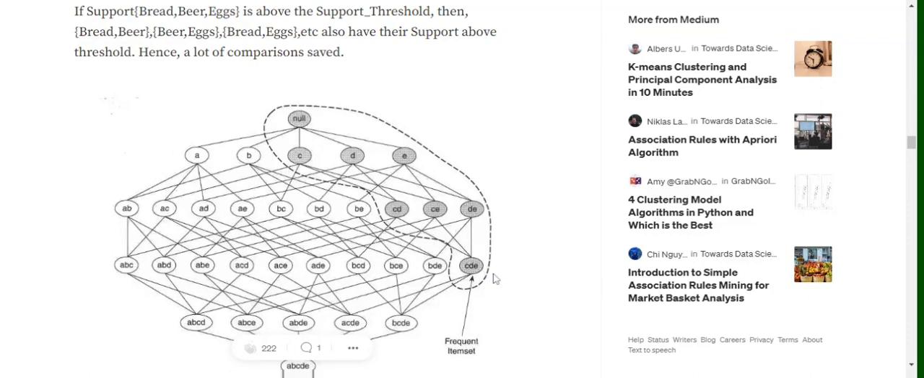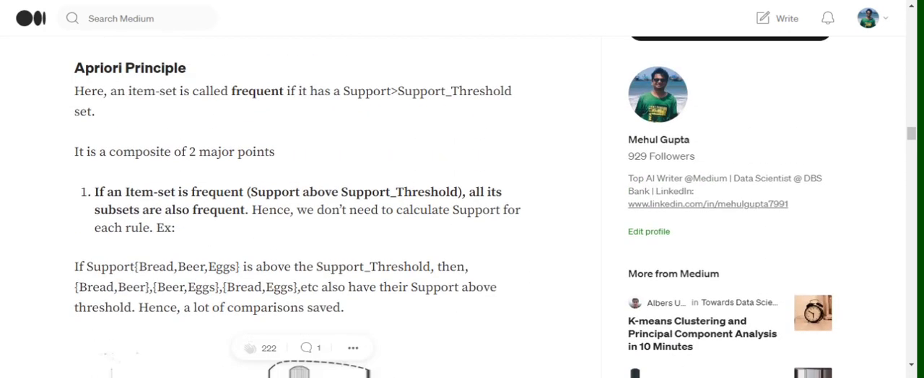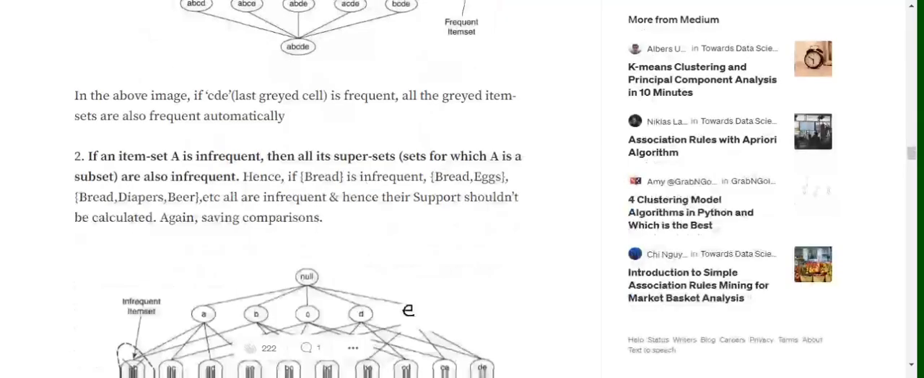and hence what we would be doing is that if we figure out a rule which has a support greater than the support threshold, we won't be calculating the support for the remaining subsets. So for example, if support for bread, beer, eggs is greater than the support threshold, we won't be calculating support for bread, beer, eggs, bread, eggs, all the combinations of the three elements included, because following the Apriori principle, the support for all these combinations would also be greater than the support threshold.